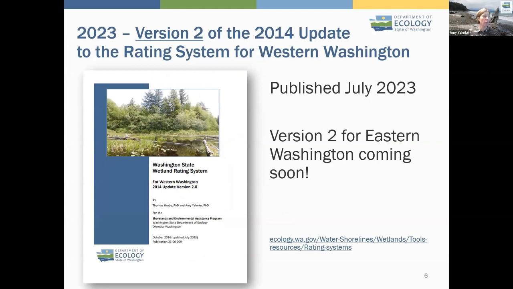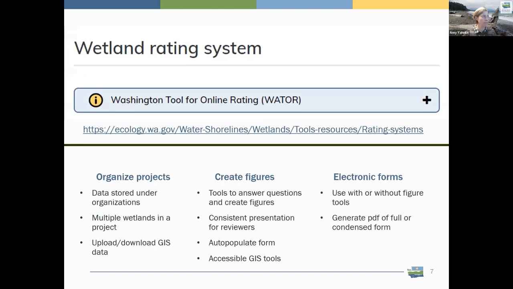An annotated version of the rating system for Western Washington was published in July this year, and we'll have one for Eastern Washington by the end of this year, fingers crossed. The annotated version does not change any of the underlying models or the way that we assess wetlands, but it updates the document for accessibility and adds clarifications.